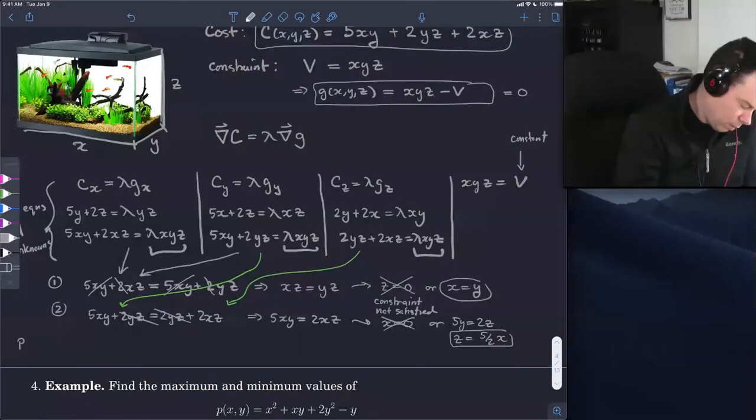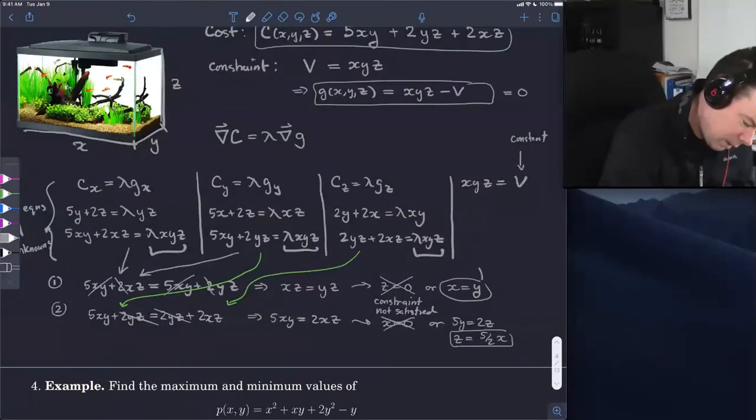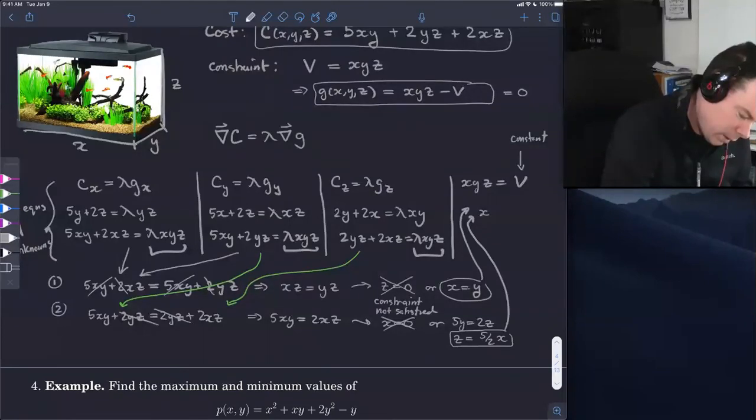And now we plug into the constraint. So I'll actually do that underneath the constraint section. So now I take these two things and I just plug them in there. And I get that x times y, which is also equal to x, so that's an x squared, times z, which is 5/2 x. Oh, okay, so things are boiling down quite nicely, because that becomes a 5/2 x cubed is equal to v. Or in other words, x is equal to the cubed root of 2/5 v.